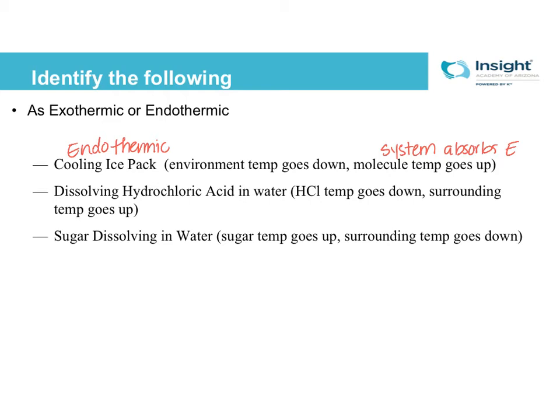So, dissolving hydrochloric acid in water. You're going to see this as a choice in some of your questions, but I want you to know that the hydrochloric acid and the water molecules that are actually working in this dissolving process, their temperature is going to go down. And then the surrounding water molecules not involved, the glass, the air near where this is happening, their temperature is all going to go up.